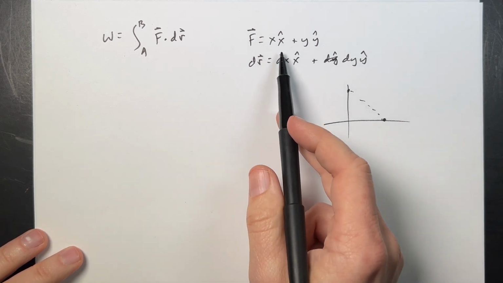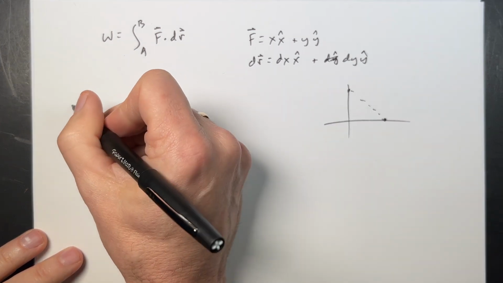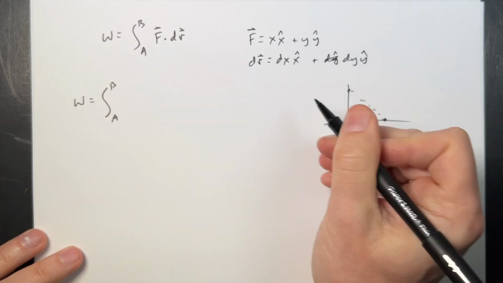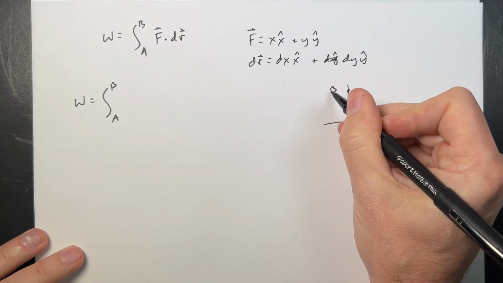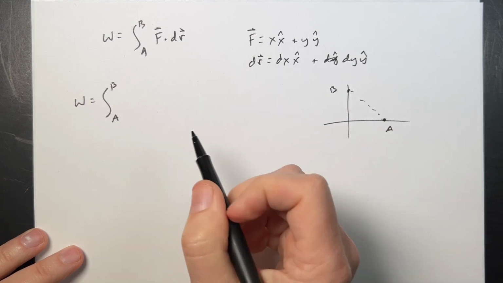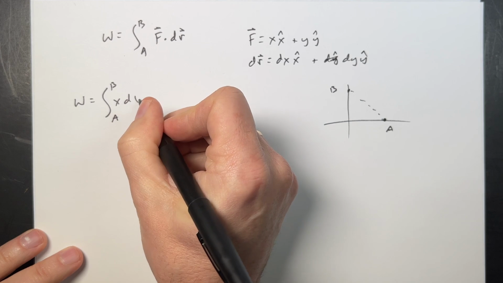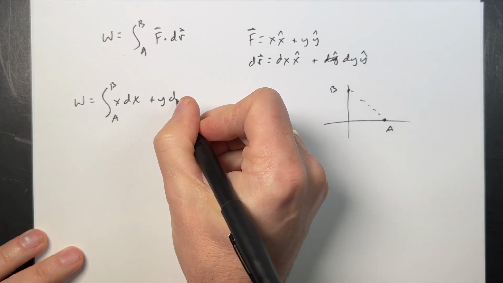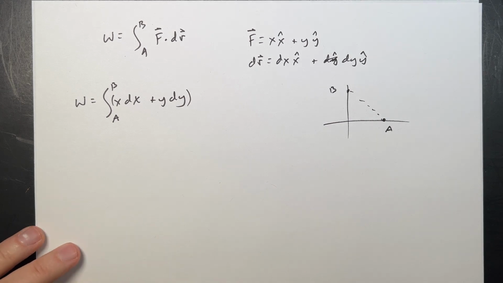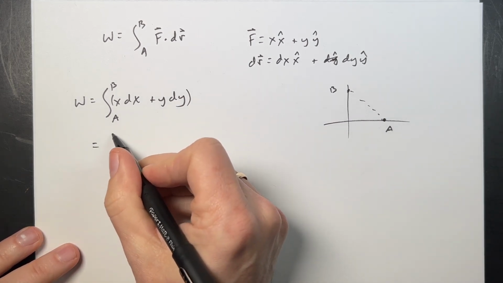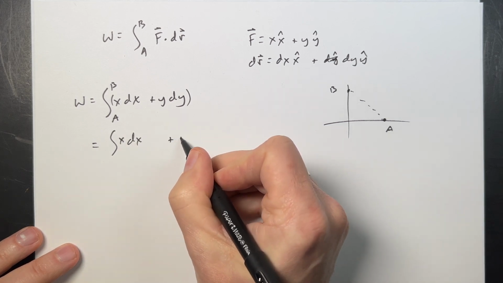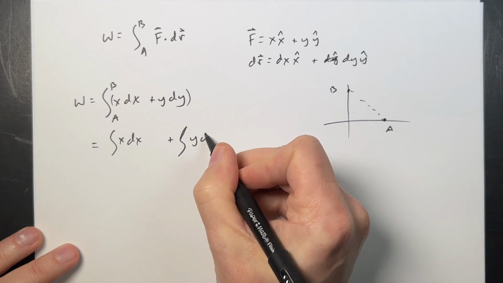So let's just do this. Let's take the dot product. I can do that and set this up as an integral. Work is the integral from A to B of f dot dr. I'm just going to leave it generic. That's A. That's B. So f dot dr is going to be x times dx, easy, plus y dy. And that's what I have to integrate. Well, I can separate that into two integrals: the integral of x dx plus the integral of y dy.